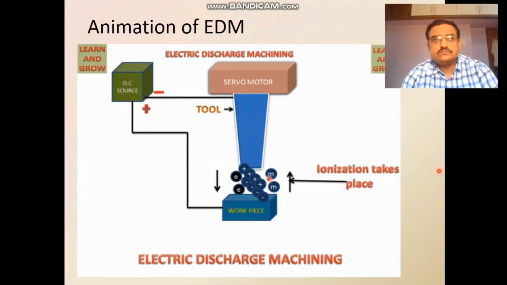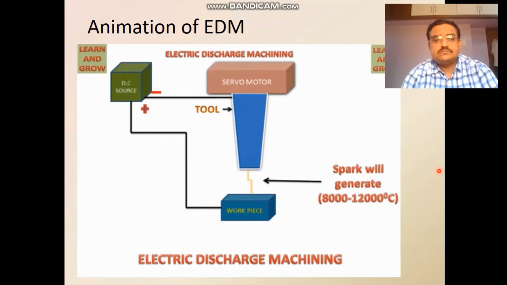Electrons and these negative ions will combine together and make an envelope between the tool and the workpiece and create a spark. This will create a spark between the tool and the workpiece. This spark will generate about 8,000 to 12,000 degrees Celsius heat, which will melt the workpiece and remove the metal from the workpiece. So this is the process of electric discharge machining.